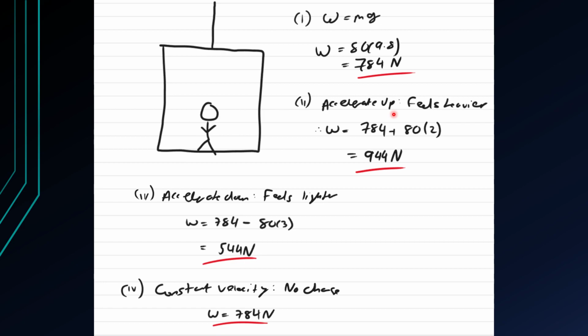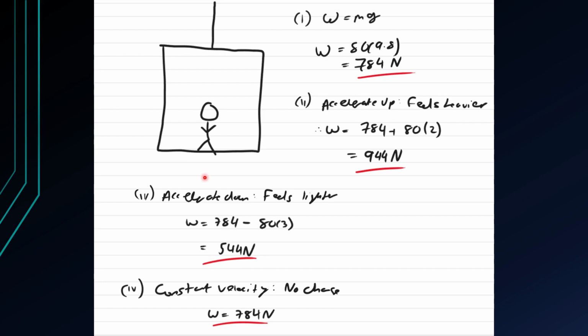His apparent mass, in that case, he feels about 16 kilograms heavier. So in dividing the 944 by 9.8, you get about 96.3 kilograms. So his perceived mass is increased by about 16 kilograms.